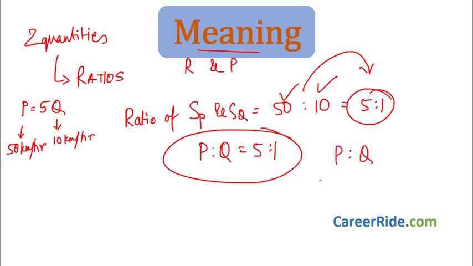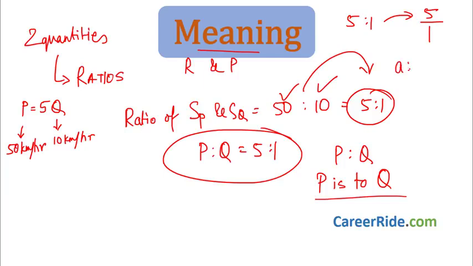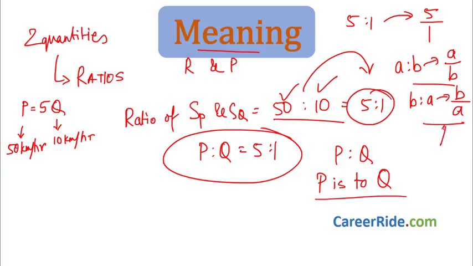This is read as P is to Q. Now ratios are always written like this, but there is another way of writing a ratio, and that is 5/1. So if the ratio is A is to B, you can write it as A by B. If the ratio is B is to A, you can write it as B upon A, B divided by A. This is actually the meaning of ratio. It is when we are comparing two quantities, we write their comparison in the format of ratio. So a ratio can be considered like a simple fraction.